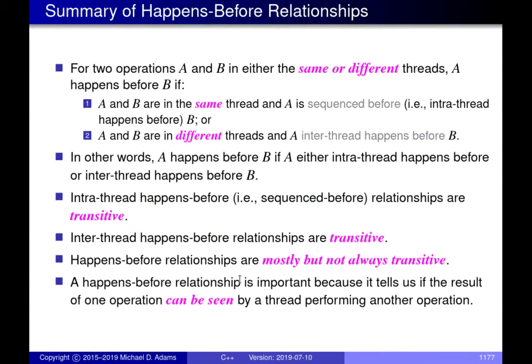So this slide just kind of summarizes things. Essentially, in general, we have two operations, A and B. They might be in the same thread or they could be in different threads. If they're in the same thread, then what we're interested in is whether one is sequenced before the other. In other words, the source code order effectively dictates whether there's a happens before relationship between things. But this is the less interesting case. The more interesting case is when A and B are in different threads. In this case, we have a happens before relationship between A and B if A inter-thread happens before B. And I think most of this other stuff I've covered.